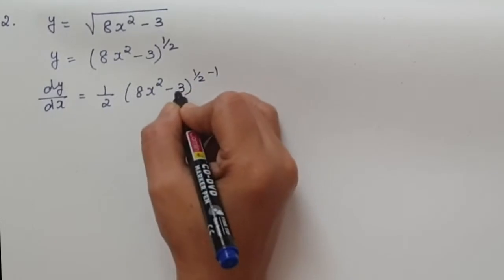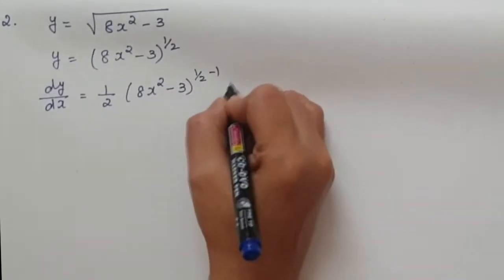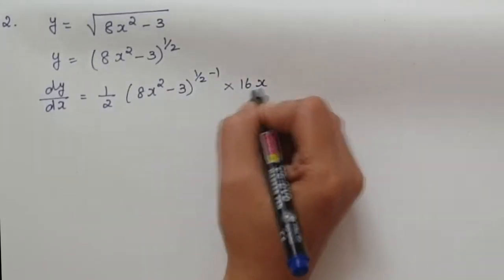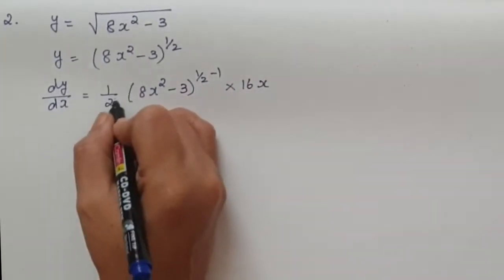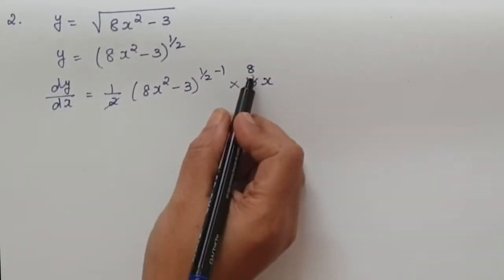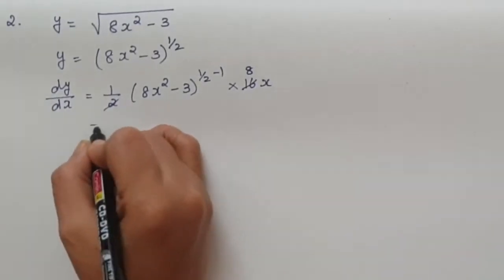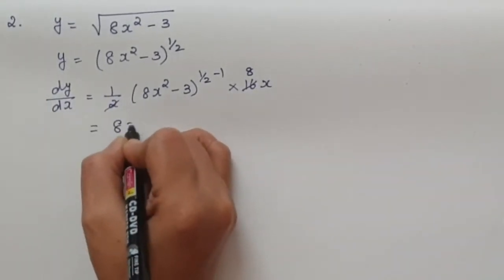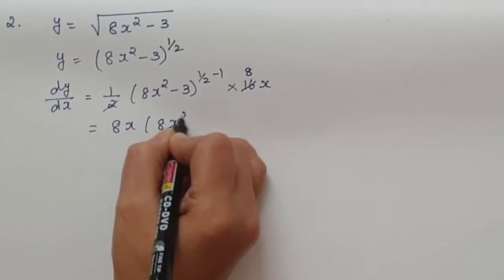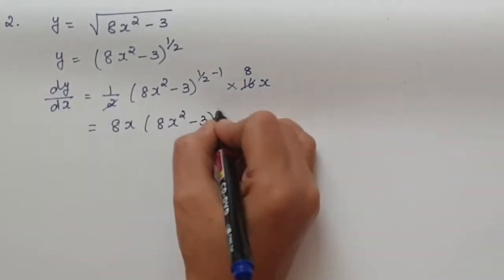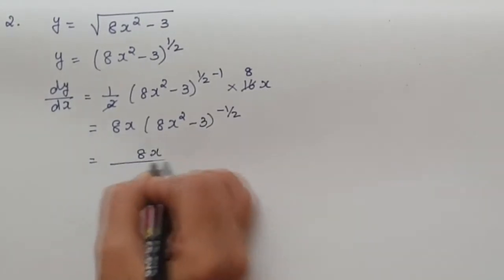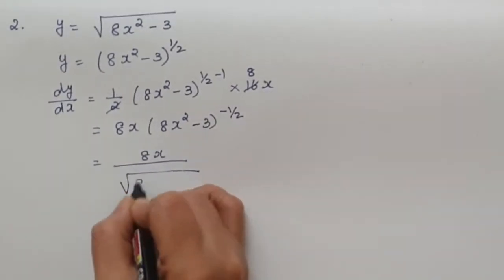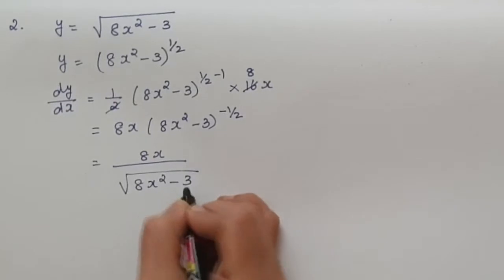This bracket now we differentiate. 8x squared, when you differentiate, is 16x. When you differentiate a 3, it is a constant, we get a 0. Here 2 and 16, when we cancel, it is 8. So the answer for this will be 8x into (8x squared minus 3) to the power of minus half. And this can be taken down to the denominator as the square root of 8x squared minus 3.